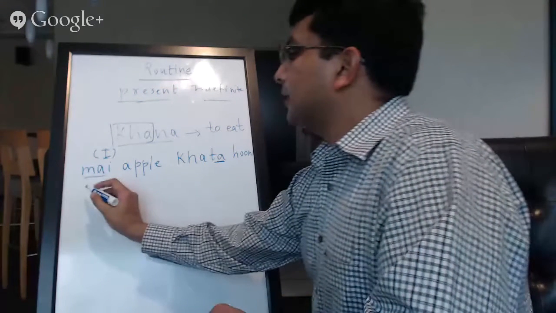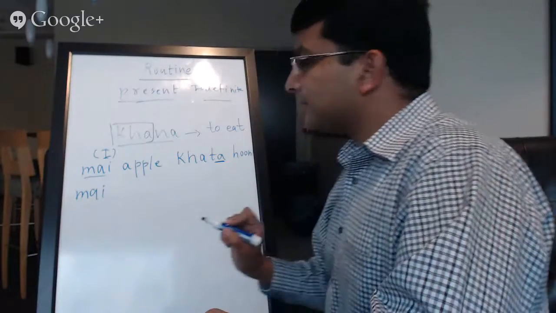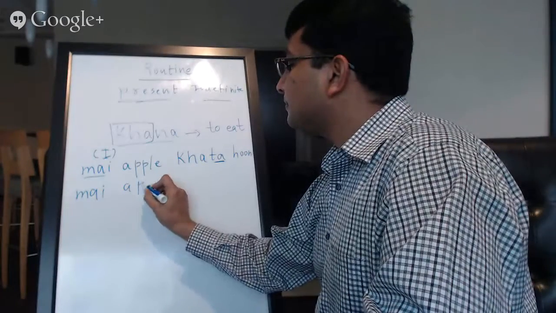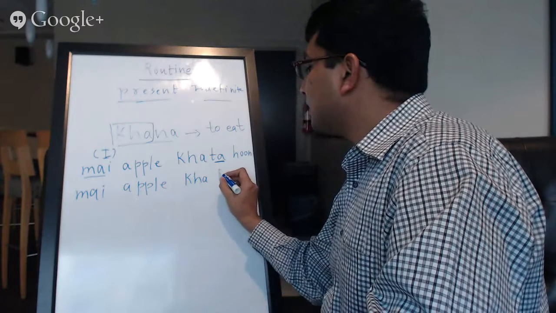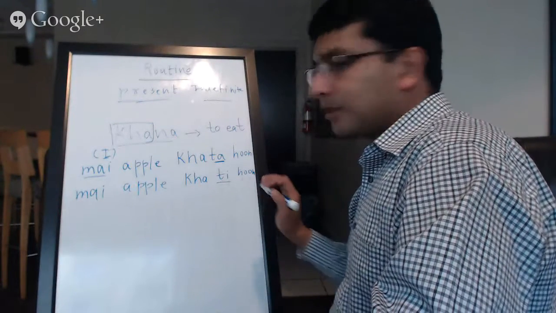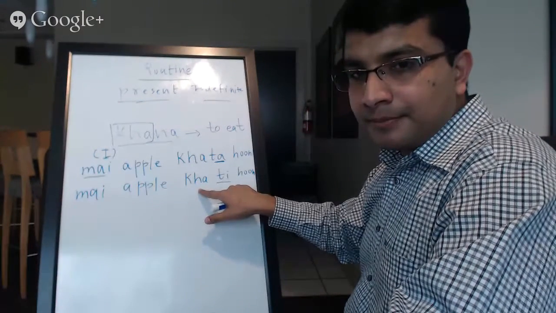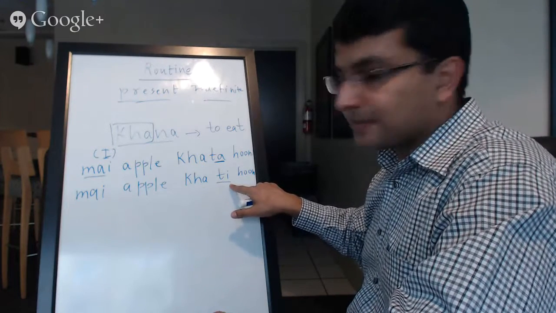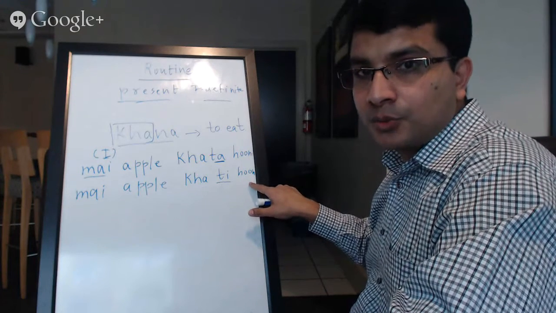We'll do more examples, so don't worry about it. For the same thing, if a female is saying it, मैं apple खाती हूँ. Now this first half remains the same, kha, but for a girl it's ti. खाती हूँ. मैं apple खाती हूँ.